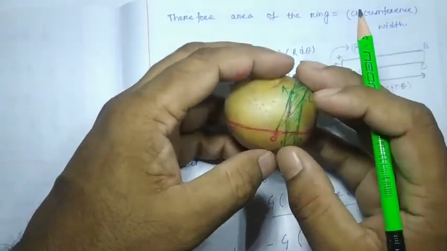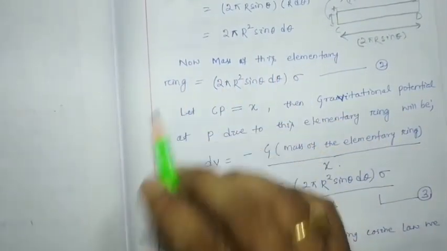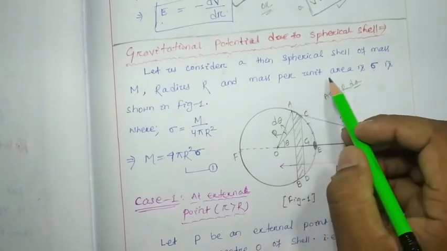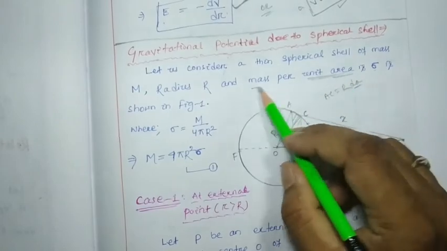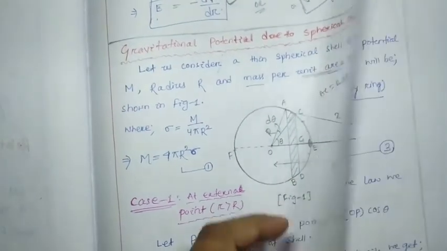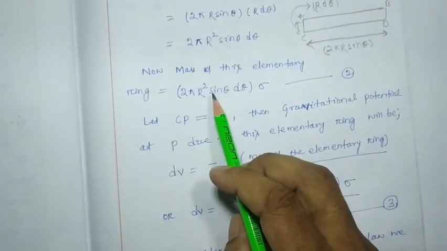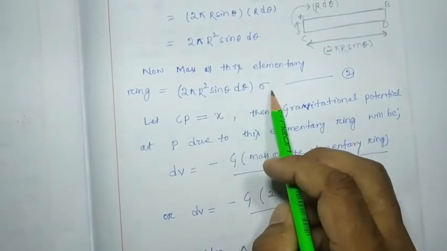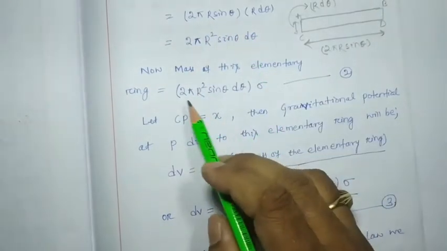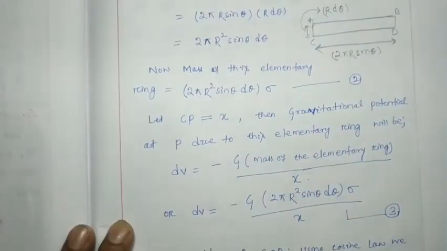Then what will be the mass? Now the mass of this elementary ring will be how much? Already we have written over here, mass per unit area: for one unit area, the mass is sigma. So for this much area the mass will be area into sigma, that is 2 pi r square sin theta d theta into sigma. Let it be your equation number 2.